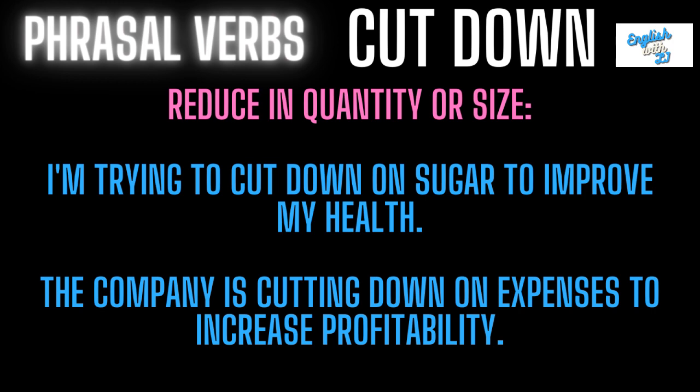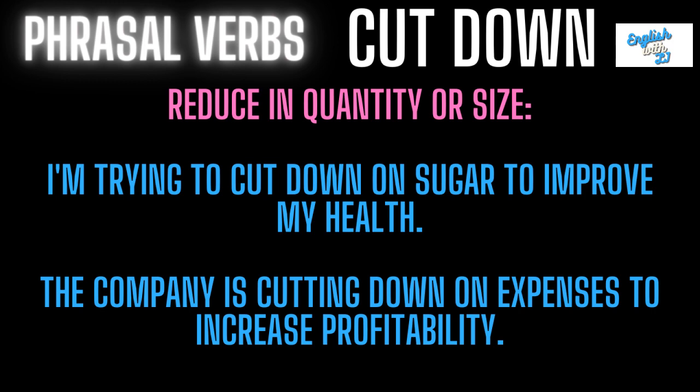So you reduce it. The company is cutting down on expenses to increase profitability. So they want to increase their profits, so they need to reduce their expenses. So they need to cut down on what they spend. So the company is cutting down on expenses. Maybe that would be giving away free food at lunch for their employees. So they've cut down one of their expenses, so they no longer give away free food.